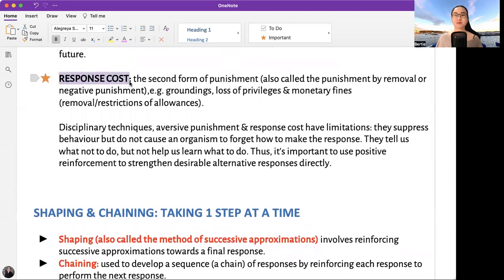Response cost. The second form of punishment, also called punishment by removal or negative punishment, includes, for example, groundings, loss of privileges, monetary fines, and removal or restrictions of allowances.